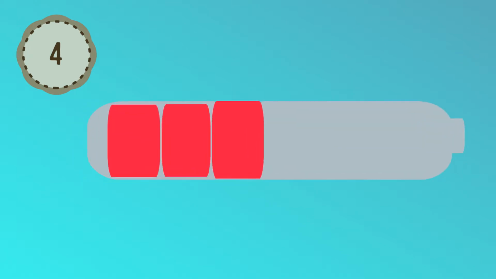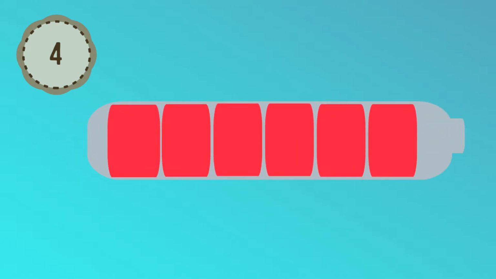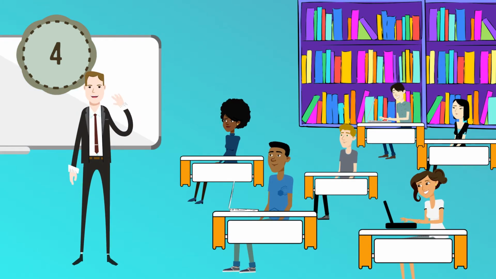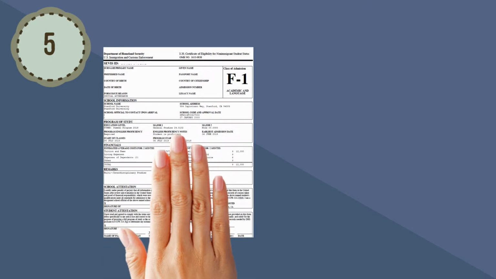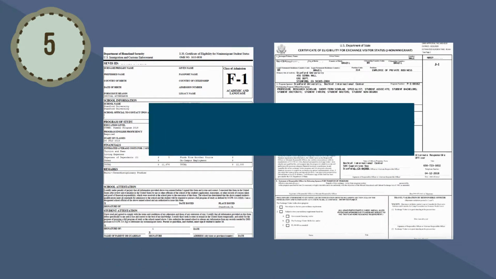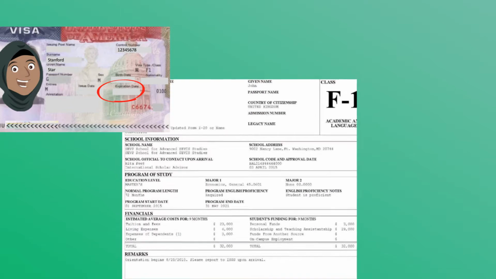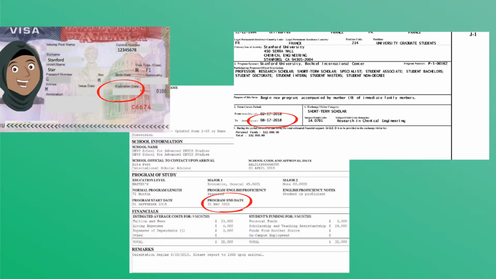Number 4. Make normal progress towards completing a course of study. This means being enrolled full-time, attending your courses regularly, and doing well in them. Number 5. Have a valid I-20 or DS 2019 and apply for timely extensions. It is your responsibility to know when your I-20 or DS 2019 expire.